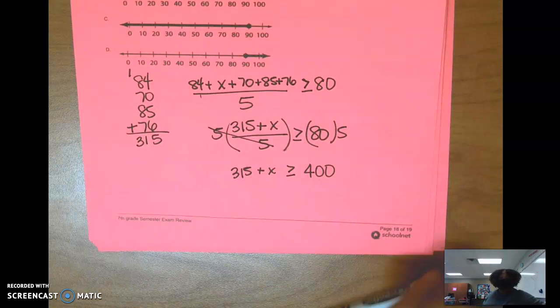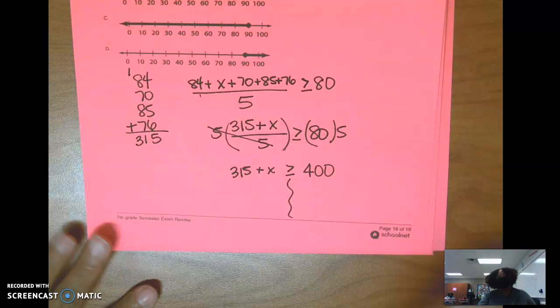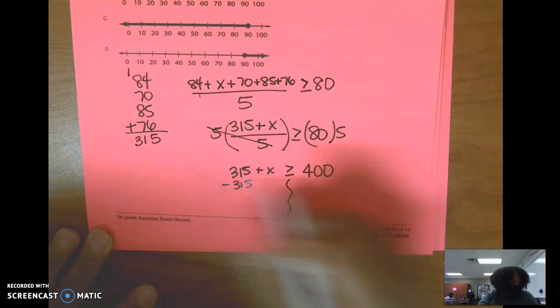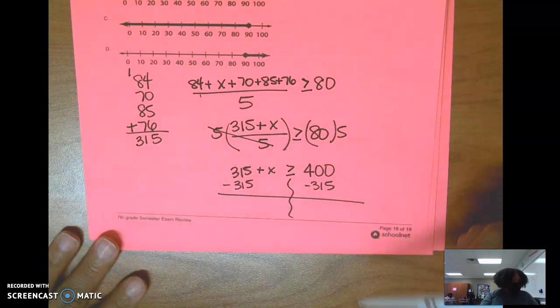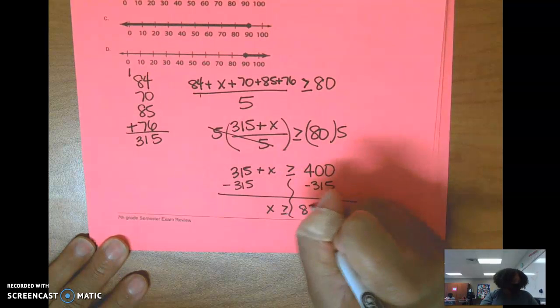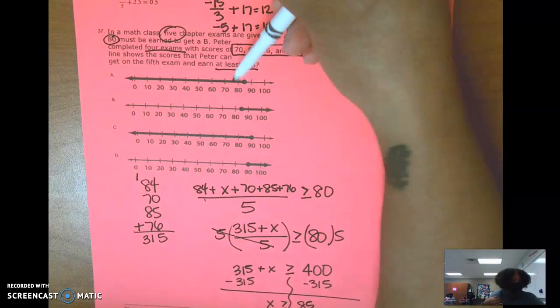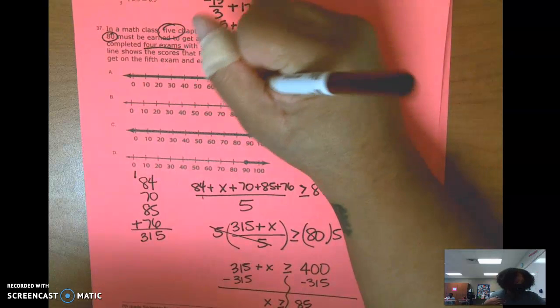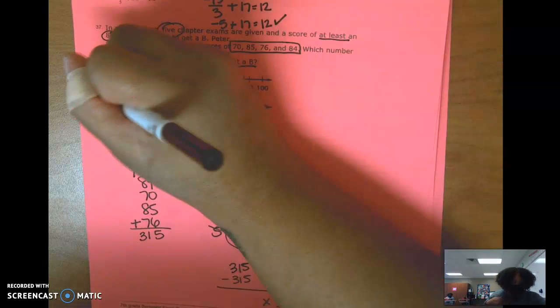Now what? This is a one-step inequality. What do I do? Excellent. Minus 315, minus 315. x has got to be greater than or equal to 85. Why is it not A? Because if I get a 70, that's less than 85. This is the winner.